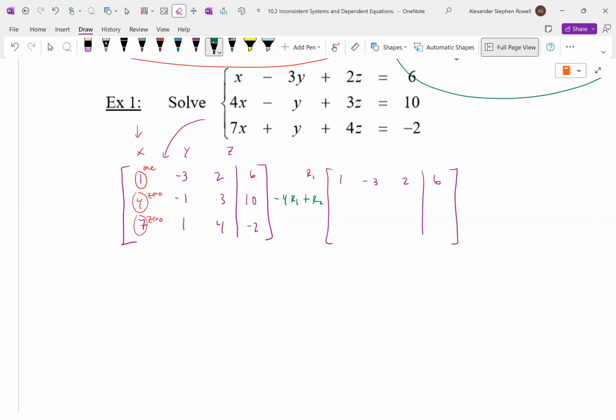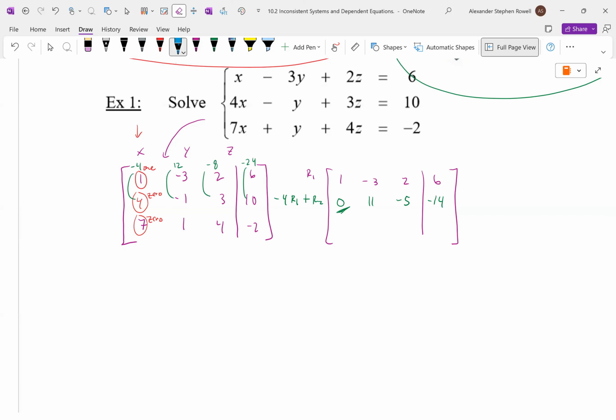Now we'll apply this operation. So -4 times row 1. Did you find a systematic way to not make errors? -4 times row 1, -4 times 1, -4 times -3, -4 times 2, -4 times 6. And we add them to the second row. -4 plus 4 is 0 like we wanted. That was the whole point of it. 12 plus -1 is 11. -8 plus 3, -5. And -24 plus 10 is -14.